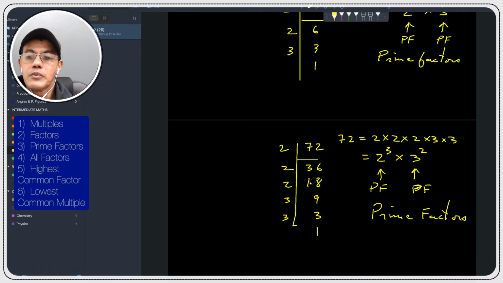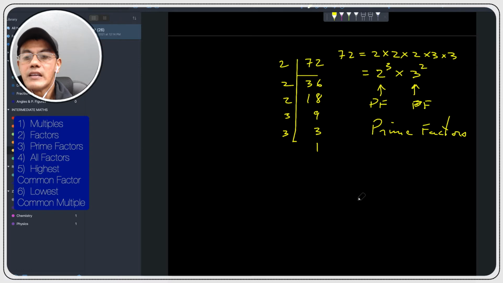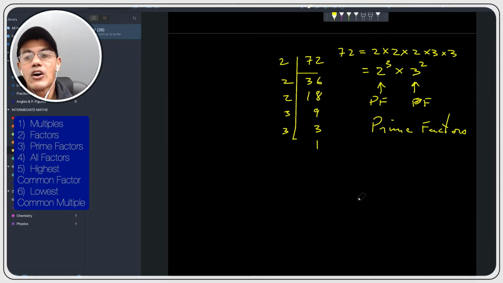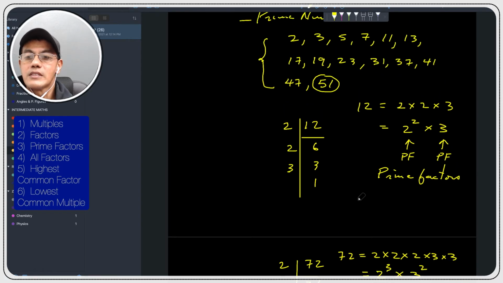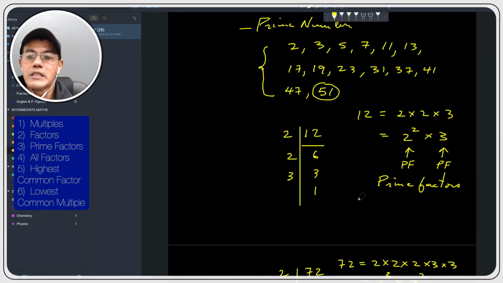The next step, we decompose 72, and again we get prime factors. Now how about if they ask you in the exam to find all the factors of 12? So let's step back a moment and find all the factors of 12.